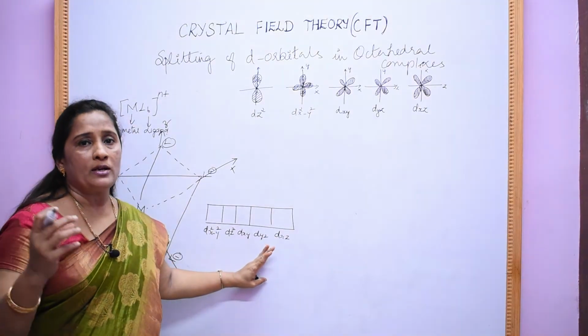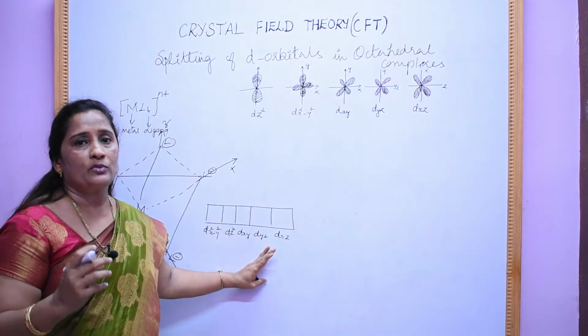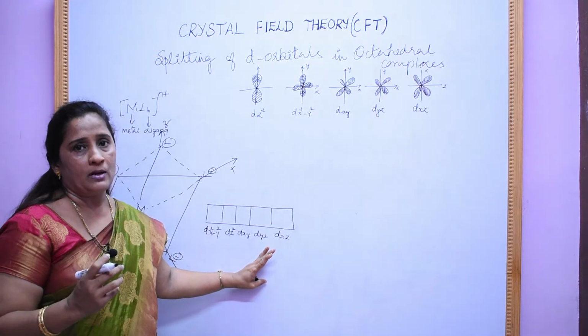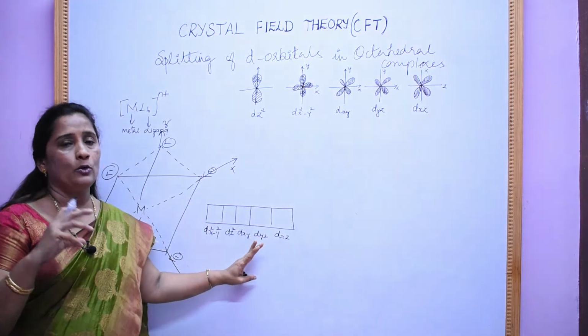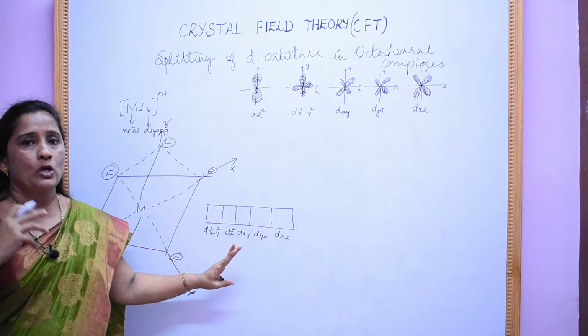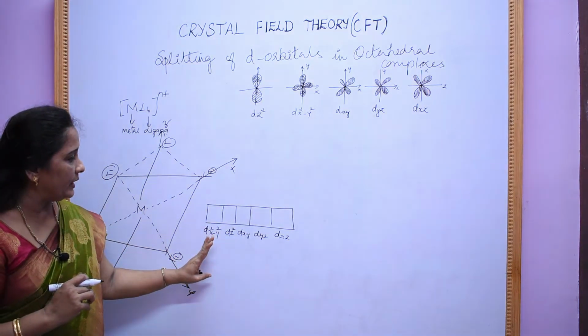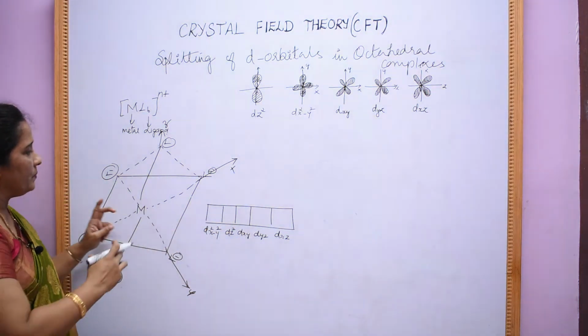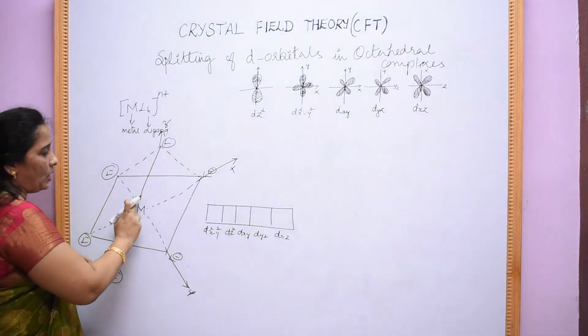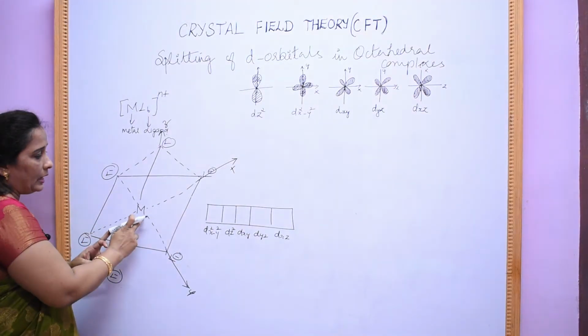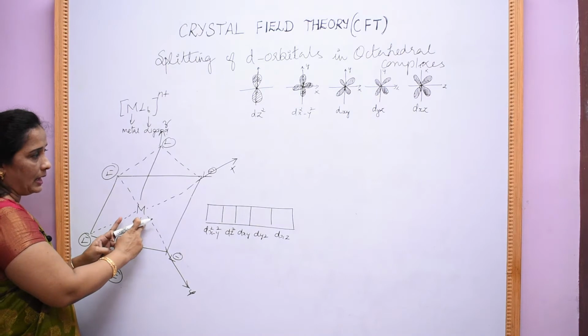According to crystal field theory, the energy of all the 5 d orbitals is the same. However, when the ligand approaches, the degeneracy of the 5 d orbitals is disturbed. We saw that when we studied the salient features of crystal field theory, right? Suppose now you have a metal cation and there are electrons in the 5 d orbitals of the metal cation.